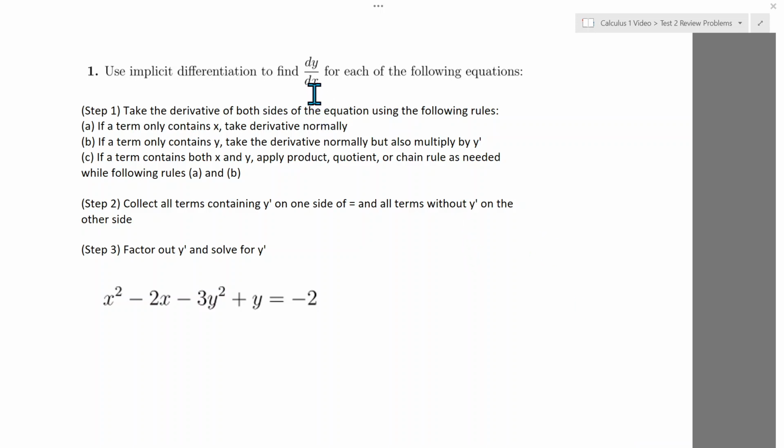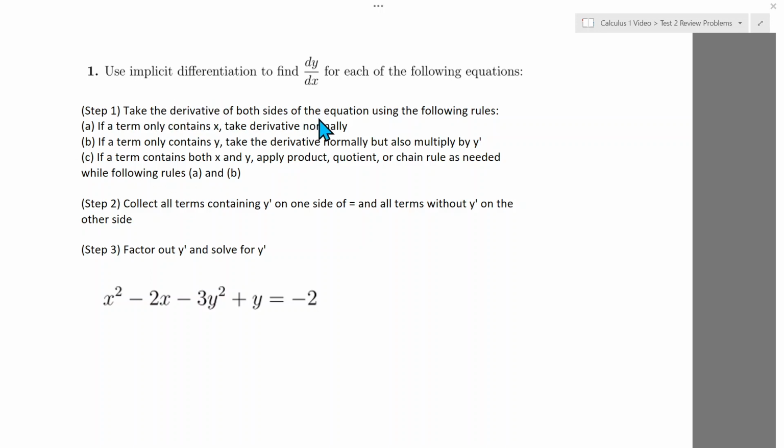Okay, in this series of videos, we're going to take a look at the review problems for test 2. So let's take a look at the first problem. In this problem, we're asked to use implicit differentiation to find the derivative for this equation that involves both x and y. So as we do implicit differentiation, we want to follow the steps that are outlined here.